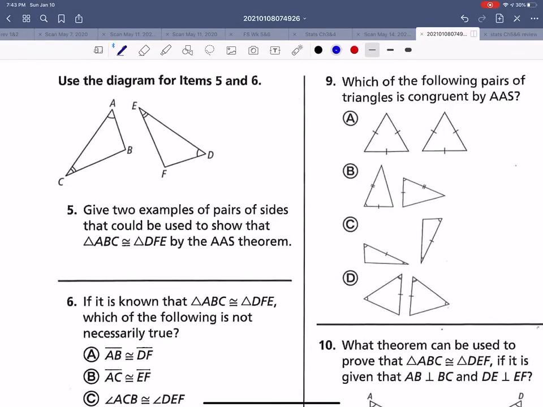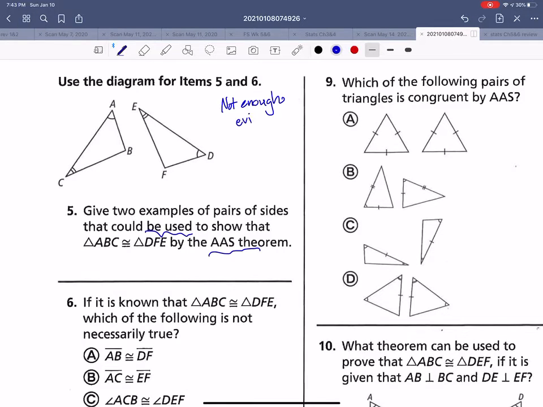It says, use the diagram for 5 and 6. Give 2 examples of pairs of sides that could be used to show angle, angle, side. Okay. So what they're doing is they're admitting right now that there's not enough evidence. But if there was an additional piece of evidence, if we added it, it was going to spell angle, angle, side. So this is an angle and those are angles, right? And so I want to spell angle, angle, side. I don't want the side between, so I don't want this side, or that would spell ASA, right? So I want a different side.